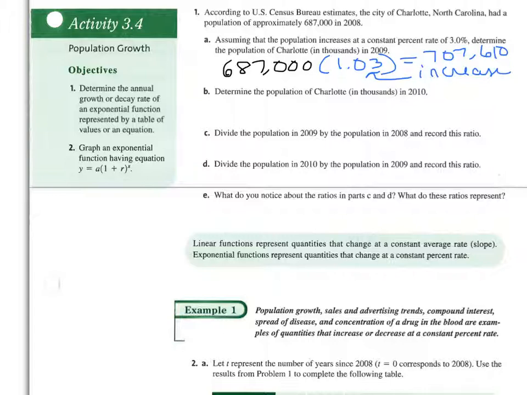So now they're having us determine the population in 2010. So again, I'm going to take the last one and times it by another percent, the same 3% increase. And I'm going to get my new population. So in 2010, it would be 728,838.